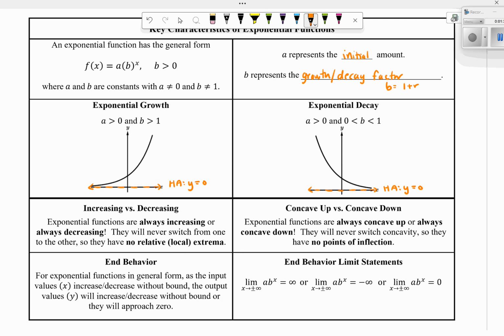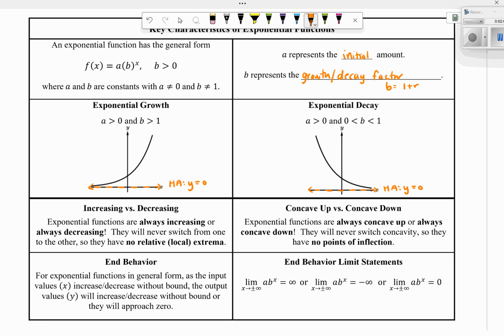So increasing versus decreasing. Exponential functions are always either increasing or always decreasing. They will never switch from one to the other, so they have no relative extrema. Remember, that's the local max, local mins. So concave up versus concave down. Exponential functions are always concave up or always concave down. They will never switch concavity, so they have no points of inflection.